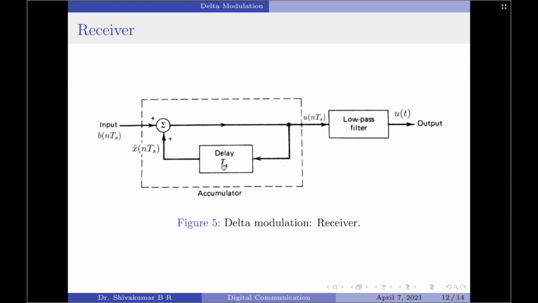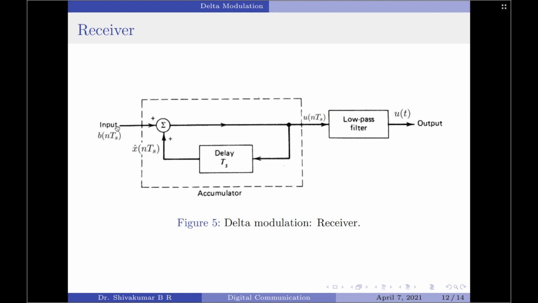Figure 5 here shows the delta modulation receiver. In the absence of channel noise, we assume the output of the transmitter and the input of the receiver are the same, which is b of nTs. In the receiver, the staircase approximation u of nTs is reconstructed by passing the incoming sequence b of nTs through an accumulator in a very similar fashion as what is being done at the transmitter. So we have an accumulator here which in fact works very similar to the accumulator at the transmitter. So the output of the accumulator is once again x cap of nTs.